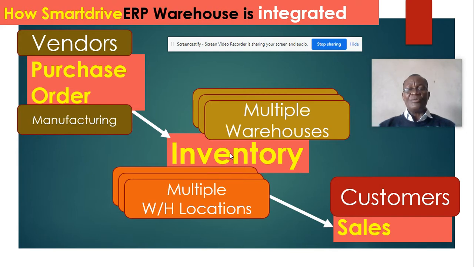On the inventory, using the SmartDrive ERP warehouse, you can create multiple warehouses. You can have one warehouse in Abuja, another warehouse in Lagos, and even in Lagos you can have multiple warehouses. In each warehouse you could also have multiple locations. This software drives right through the inventory to the customer. So you can see what we've delivered to our customers, and we call that virtual warehouse.